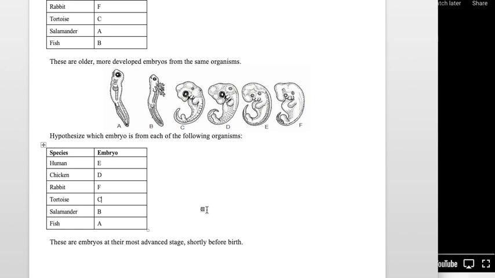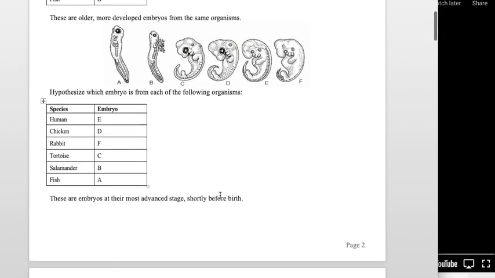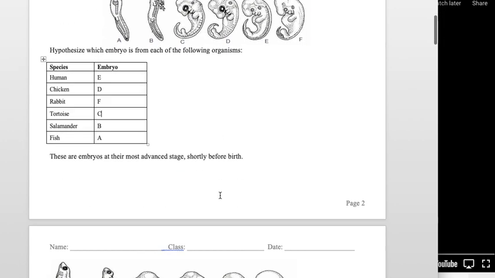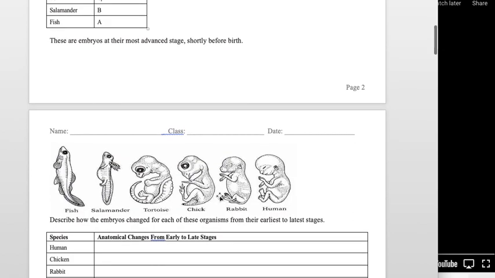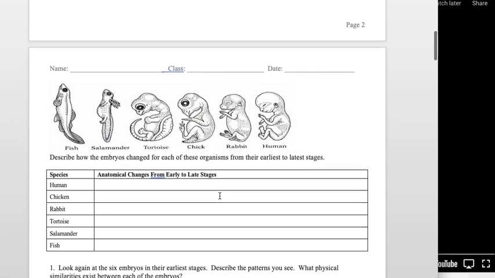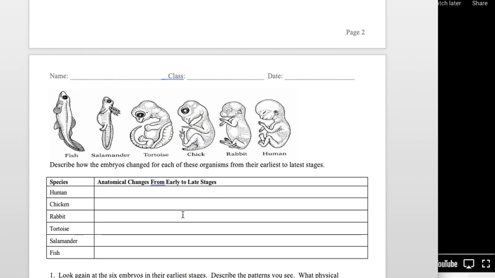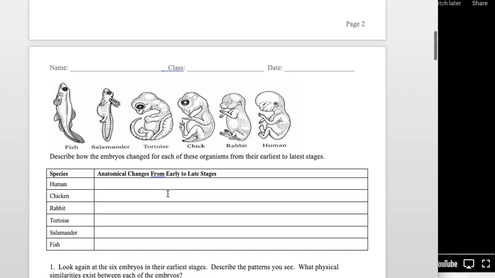So those are my hypotheses. Again, they don't have to be correct, but probably a little bit closer to the actual answer based on the development of those embryos. They're looking less alike. If we progress on to our next page, now this is much more conclusive. You're going to fill out the anatomical changes from the early to late stages.